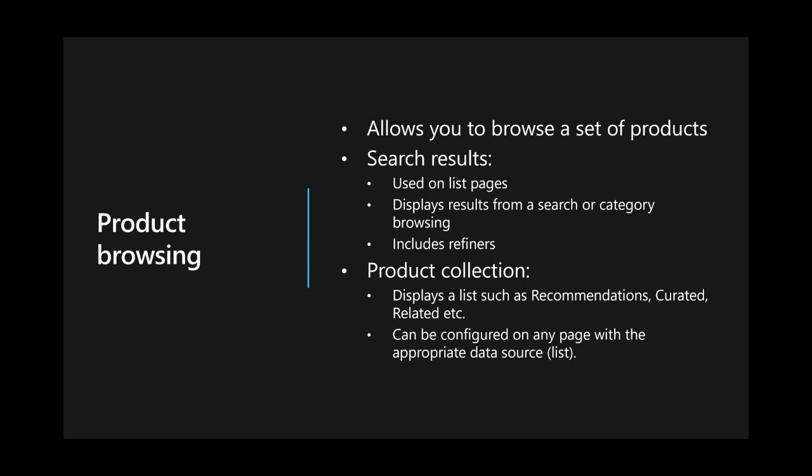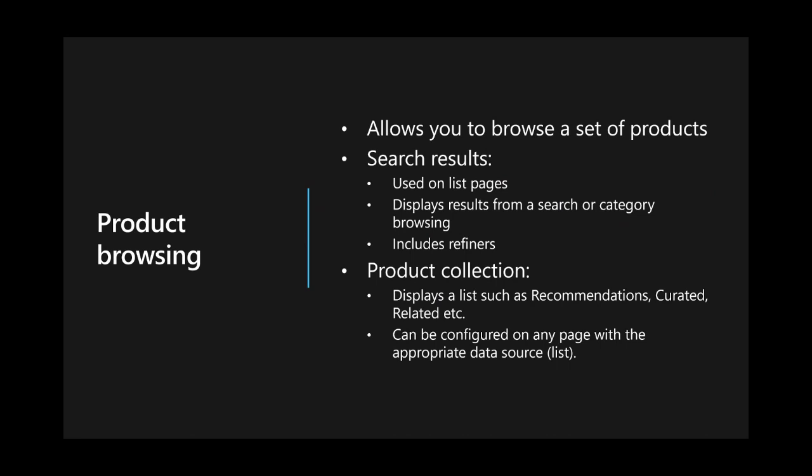Any result from a search or a category browsing will appear on the list page, and it will be powered by the search results module. And the search results module also includes refiners, so you can further refine your results and find the product that you want.